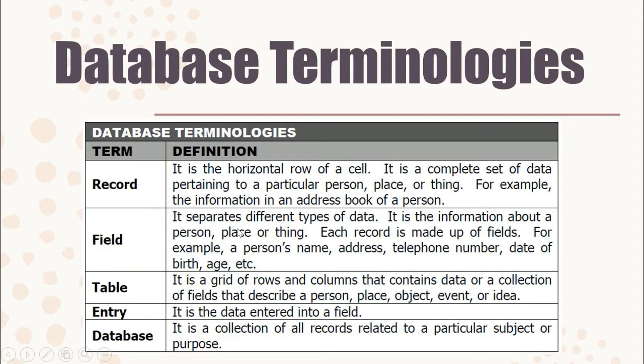Okay. The third one is the table. It is a grid of rows and columns that contains data or a collection of fields that describe a person, place, object, event, or idea. So, yung table naman, that consists of a grid of rows, yun naman yung mismong buong table that consists of records and fields.